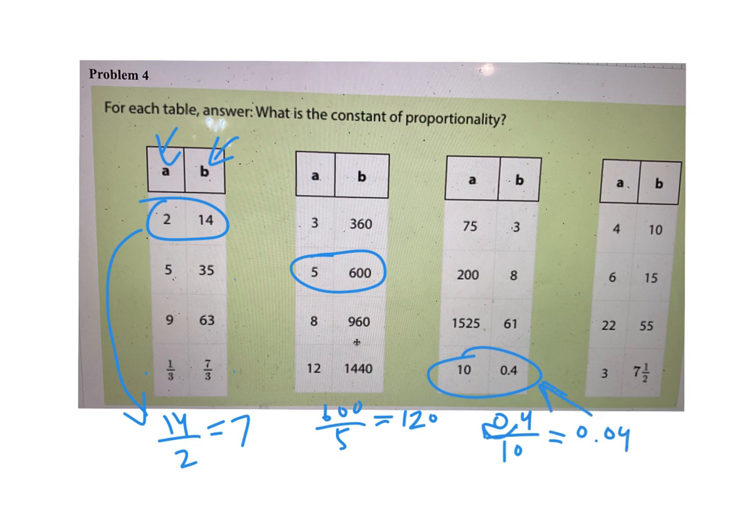And last but not least, I'm going to go with that top row. So that would be 10 over 4. And that's the same thing as 5 halves, which is equal to 2.5. So my constant of proportionality is 2.5 for that last table, and we are done.